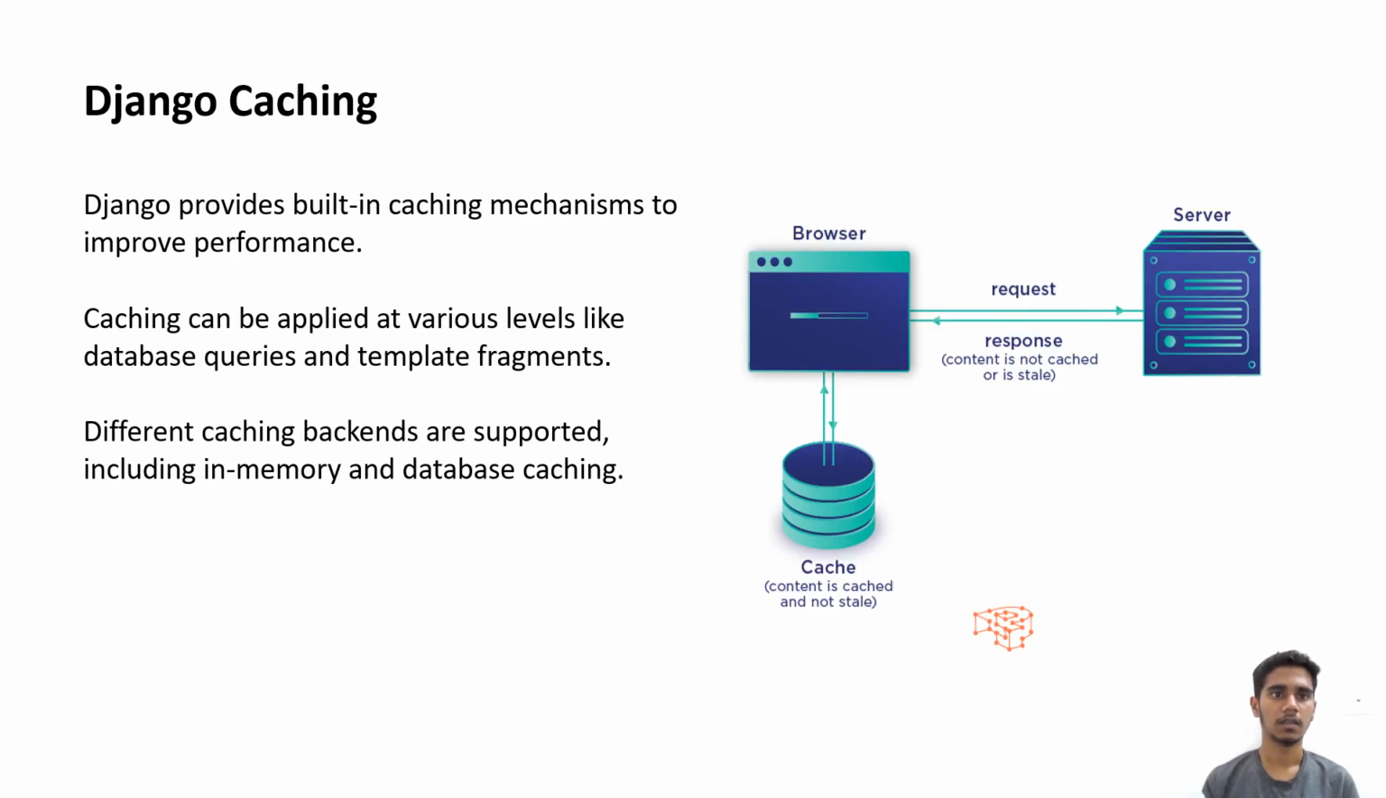Django caching. Django provides built-in caching mechanisms to improve performance. Caching can be applied at various levels like database queries and template fragments. Different caching backends are supported, including in-memory and database caching.